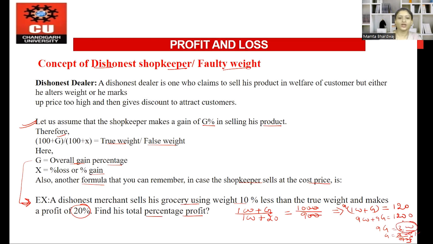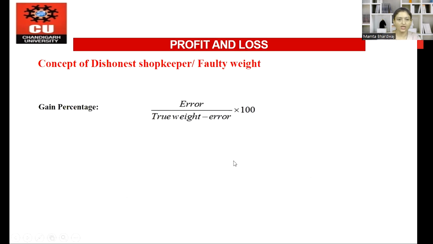So here, what is his overall profit? He's gaining 300 on 900. So how much percent is this? Again, 33.33%. He makes a profit of 300 by giving 900. So he makes a profit of 33.33%.